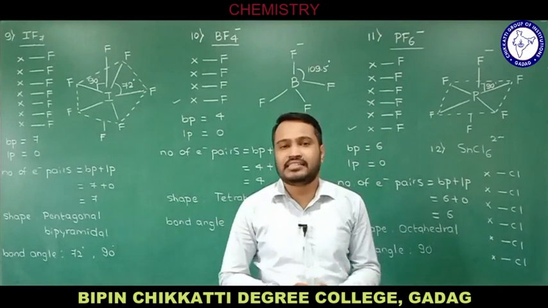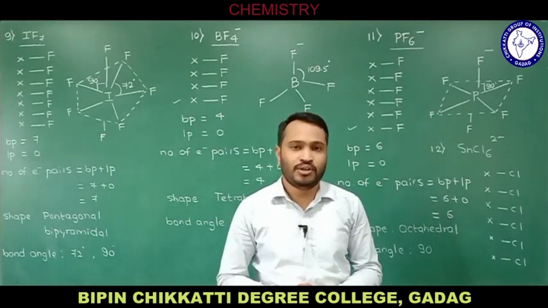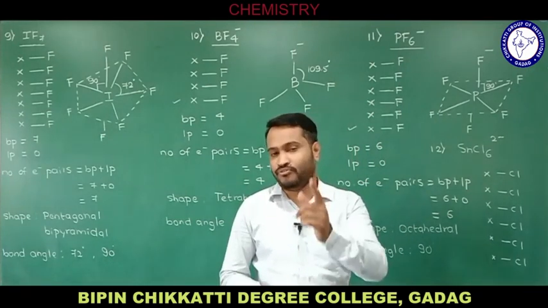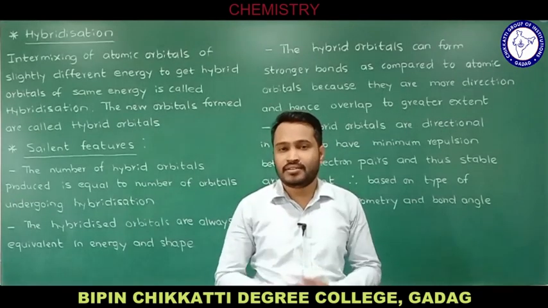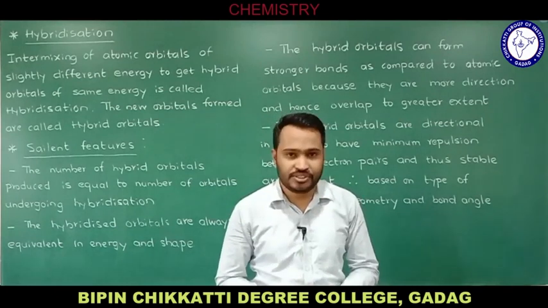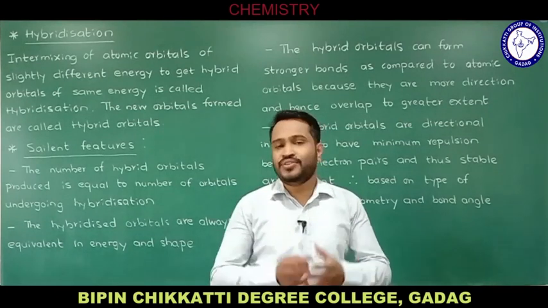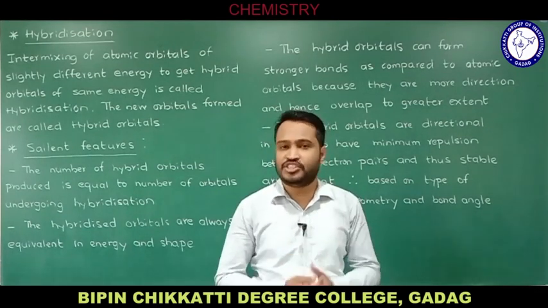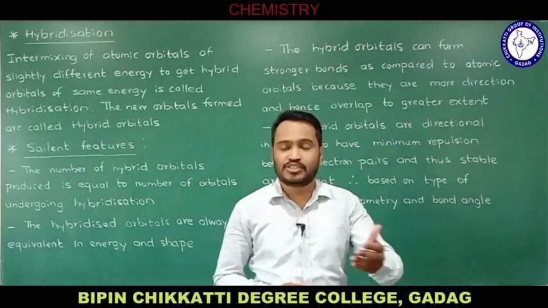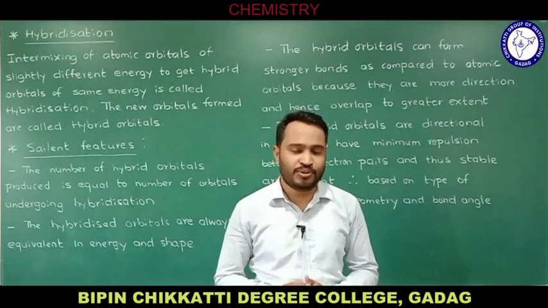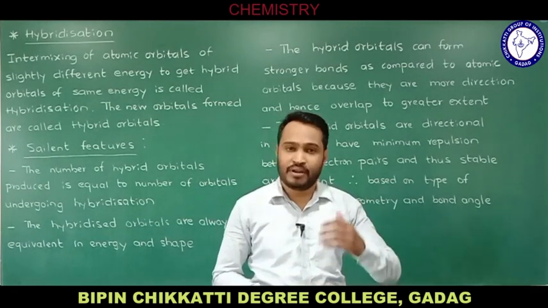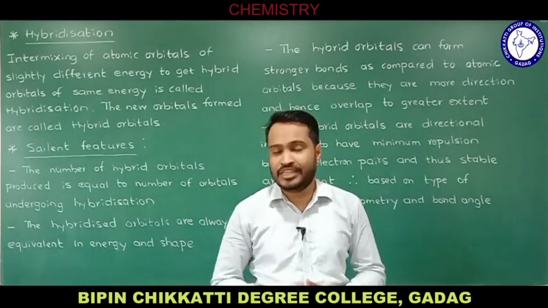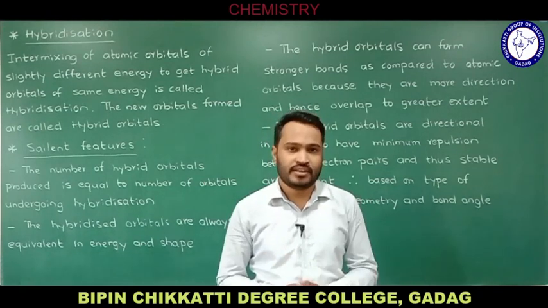And all these are the examples I can solve to predict the shape of molecules as well as ions based on VSEPR theory. We will learn the concept of hybridization. We know that we have different atomic orbitals with different shape and different energy. S orbital, P atomic orbital, D atomic orbital, spherical in shape, dumbbell in shape, double dumbbell in shape, and the energy of these atomic orbitals will be different.